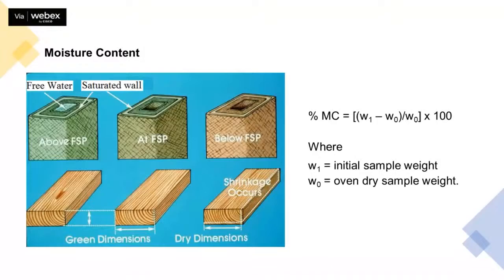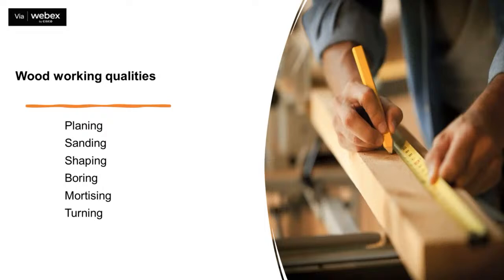These are the characters I described, basically the wood quality parameters in terms of the physical properties. But in addition to those parameters, we also look into the woodworking qualities, because when we talk about selecting a species for handicrafts or for any purpose, we should know how they behave.